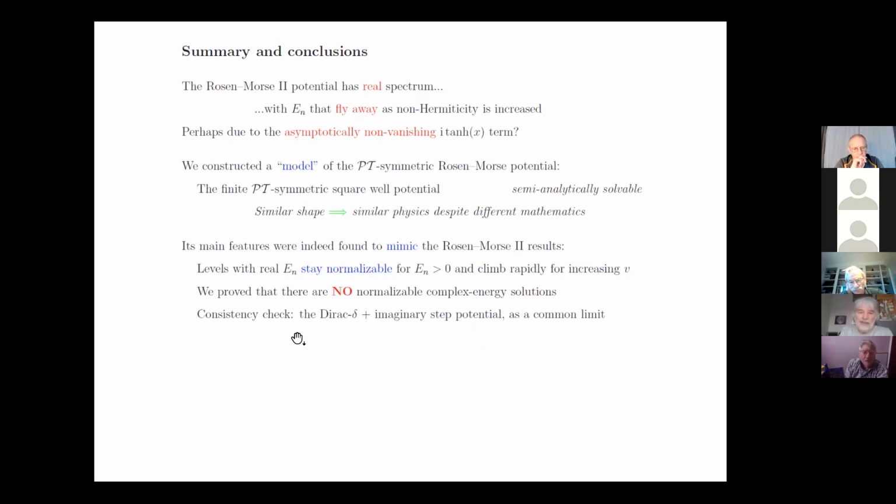And finally, there was this simple consistency check that these two potentials have a common limit asymptotically, the Dirac delta plus imaginary step potential, and it turned out that calculations match. So in the end, everything came out right.